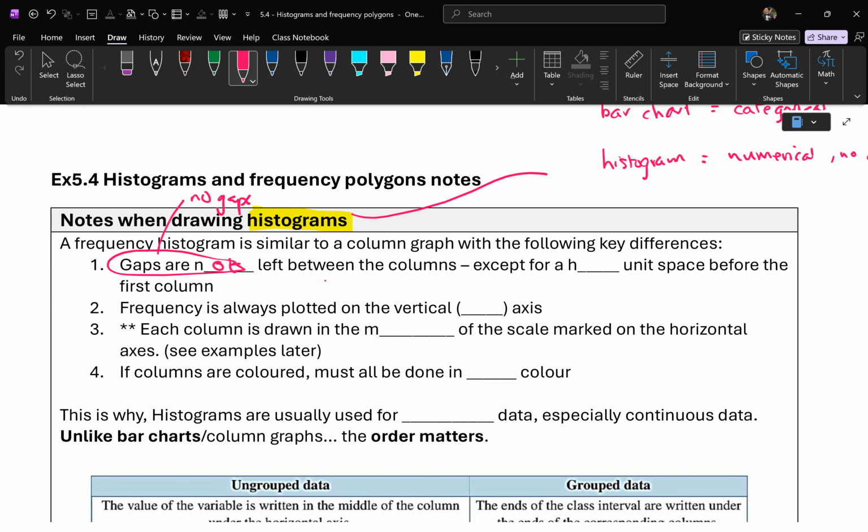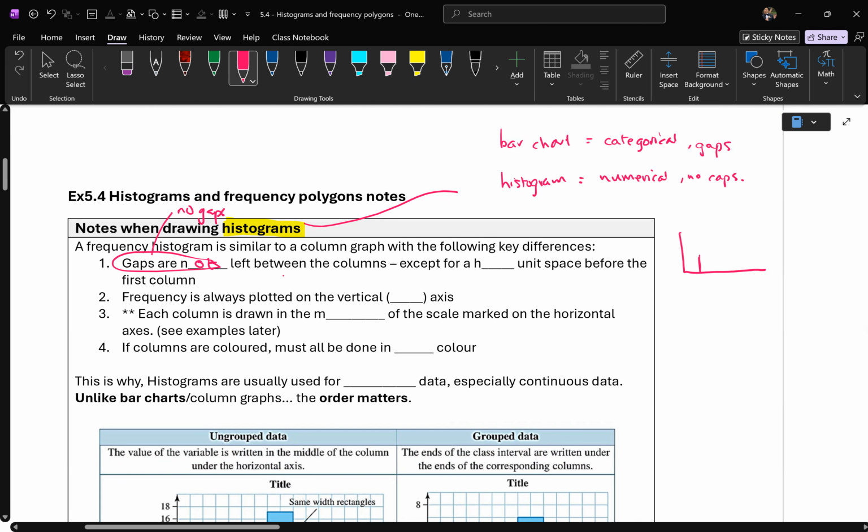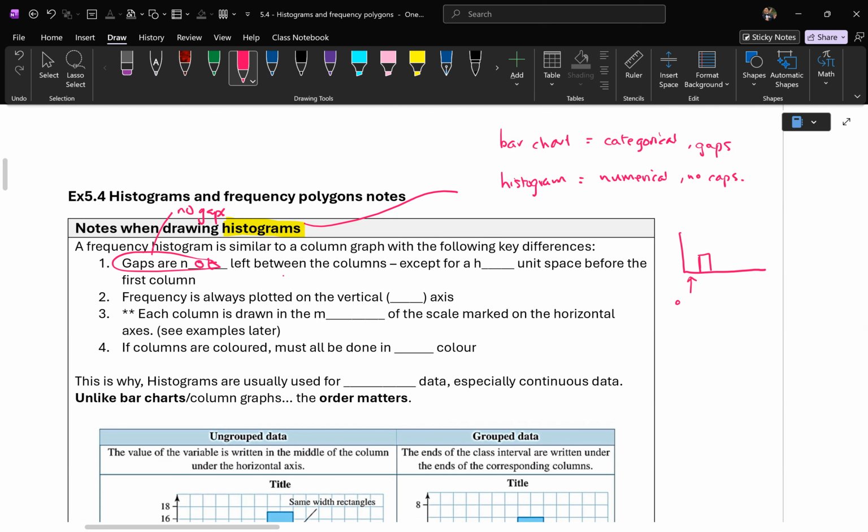All right, so it should be no gaps between the columns except for the very start. When you do your histogram, there has to be a gap before the first column and the y-axis. Just put that as a note so that you remember. It is a half unit space before the first column. If you usually do units of 1, then it has to be half. If it's units of 5, then you half 5. So it has to be half a unit space.